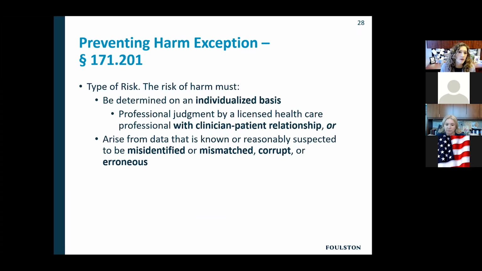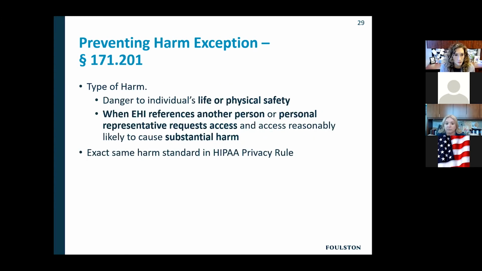The other type of risk can be one that arises from data that is known or reasonably suspected to be misidentified, mismatched, corrupt, or erroneous. So the idea is if there's information in there that is incorrect or erroneous or identified with the wrong patient, you can deny access because it would cause harm in providing that type of data.